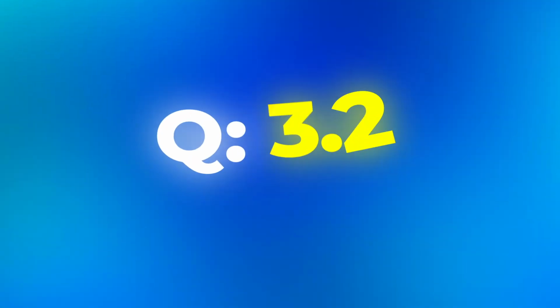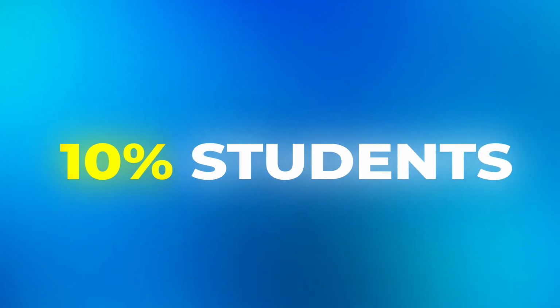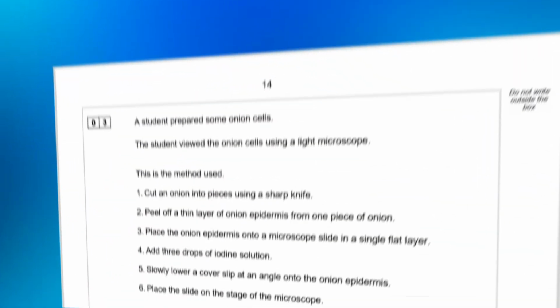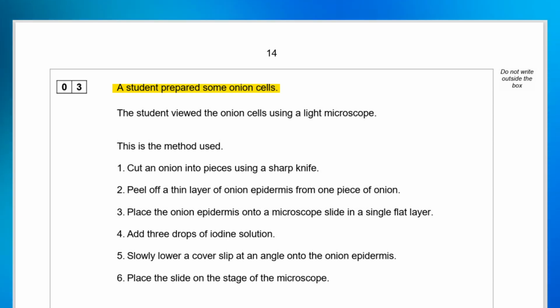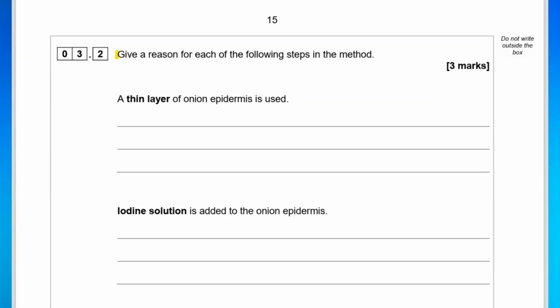The first question that we're going to be going over is question 3.2, and just over 10% of students achieved the marks for this question. At the start of question 3, it states that a student prepared some onion cells, the student viewed the onion cells using a light microscope, and then it goes on to outline the method. It then goes on to ask you to give a reason for each of the following steps in this method. The first step is that a thin layer of onion epidermis is used.